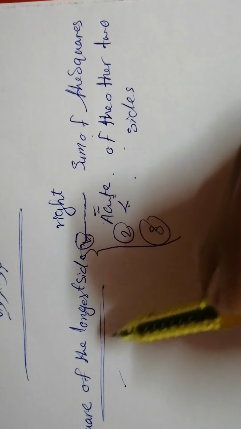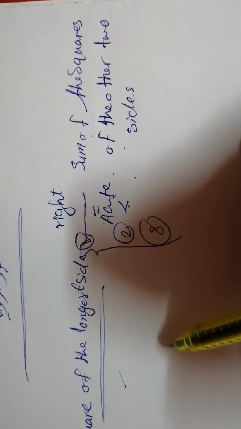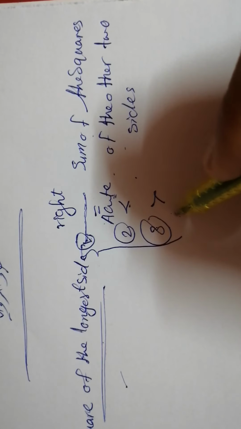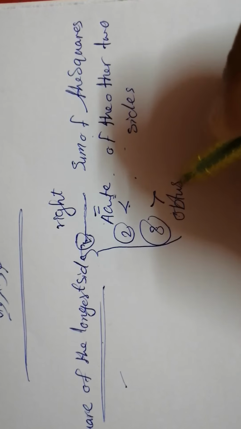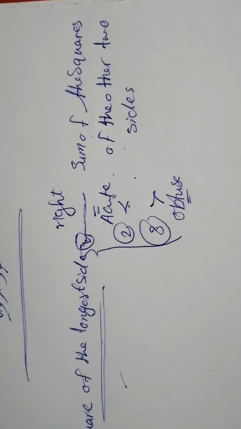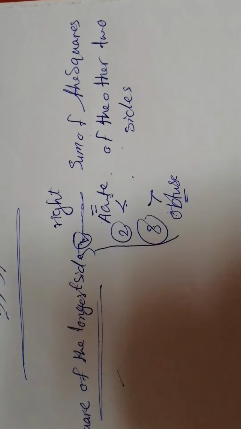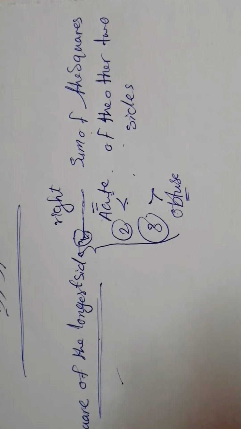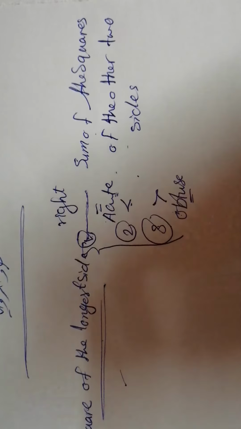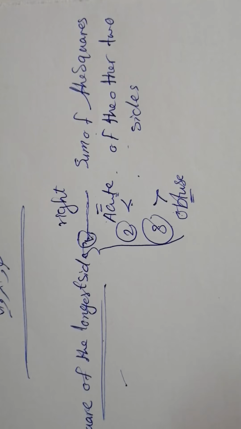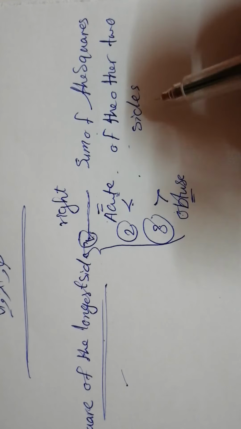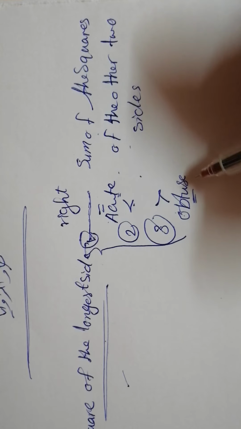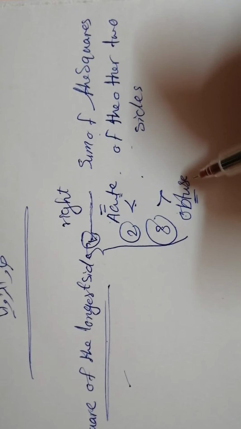Number three, if the square of the longest side is more than the sum of the squares of the other two sides, then it's an obtuse angled triangle. So we have three types of triangles according to the angles: right angle, where the square of the longest side equals the sum of the squares of the other two sides; acute, where it is less; and obtuse, where it is more.